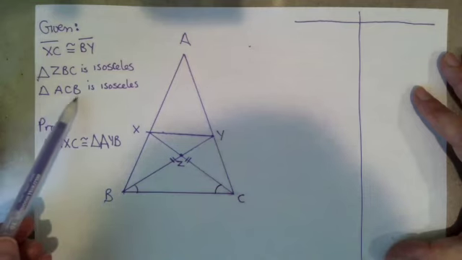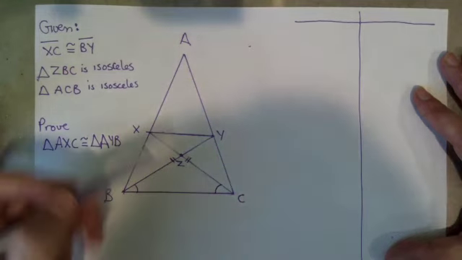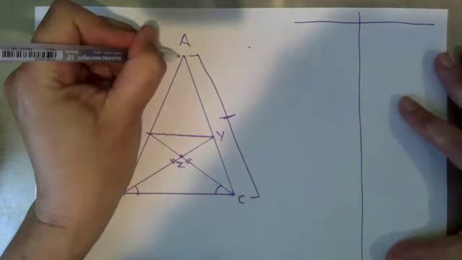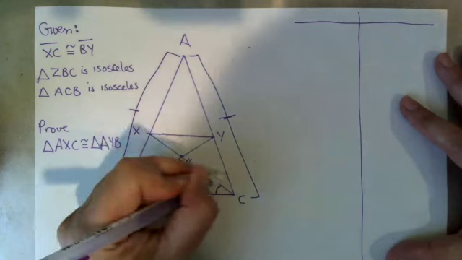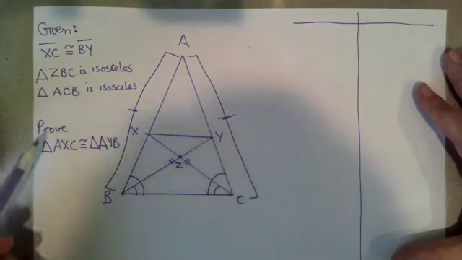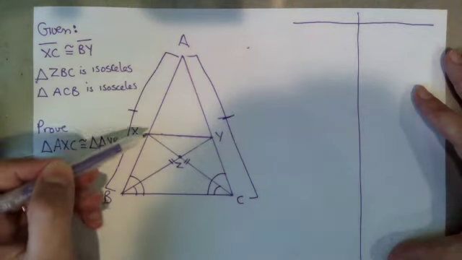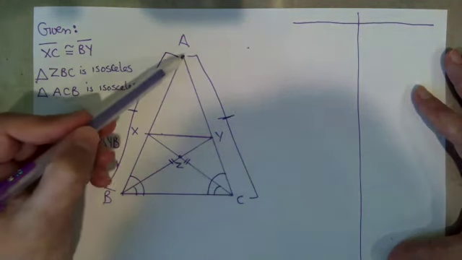Triangle ACB is isosceles. So that means, everybody think about it, we have these two long sides are congruent. And it also means that our two base angles are congruent. And finally, we want to prove that triangle AXC is congruent to triangle AYB.